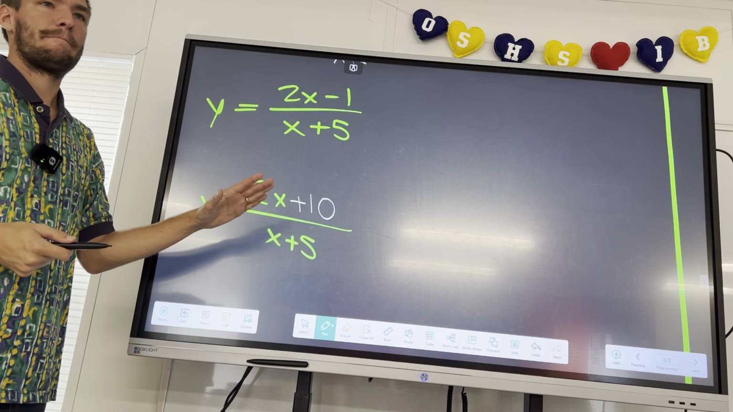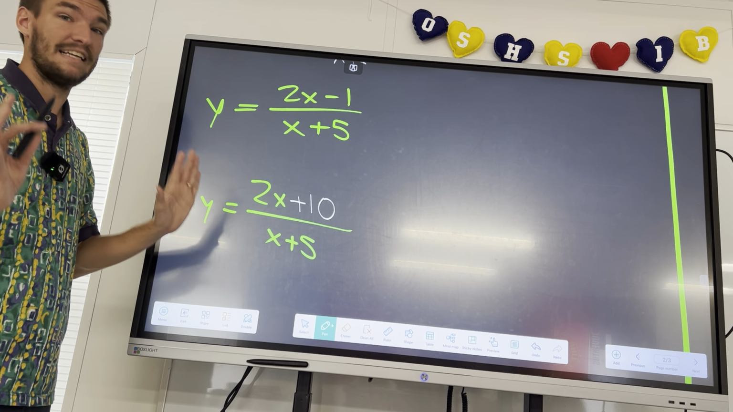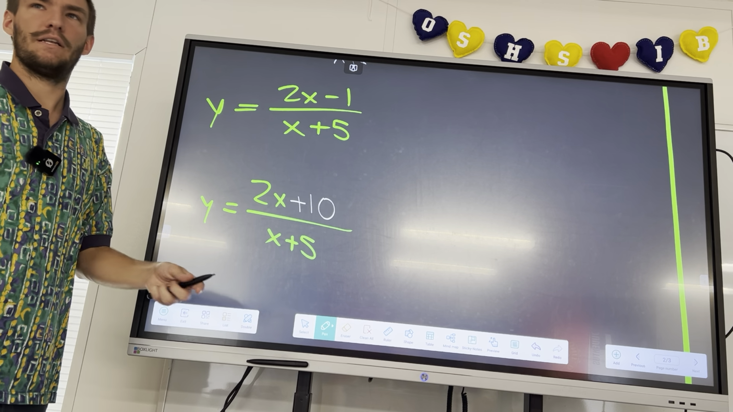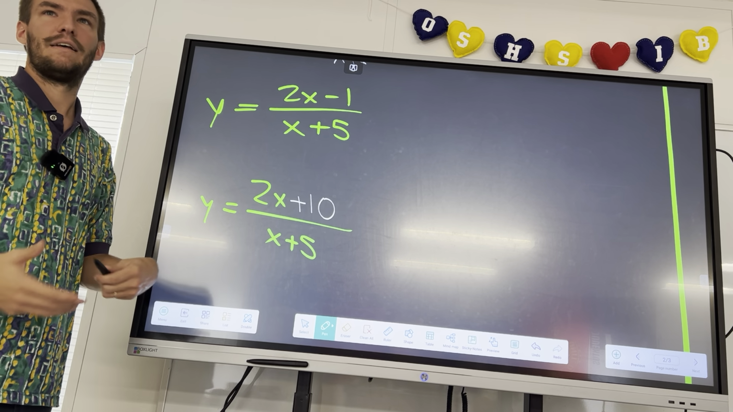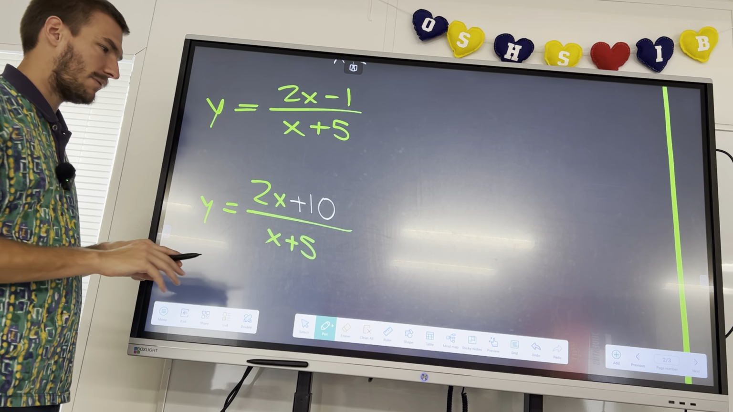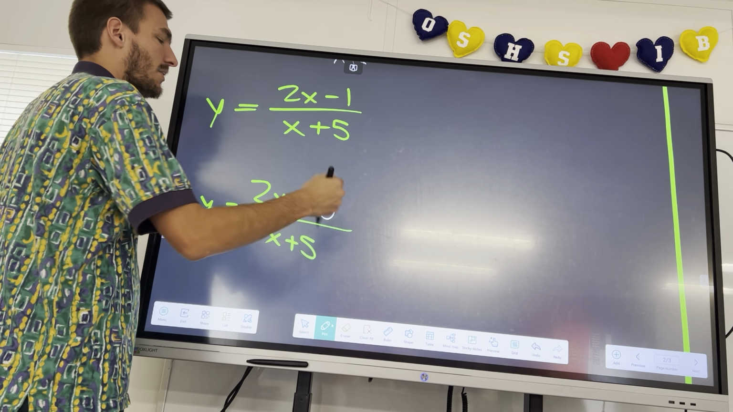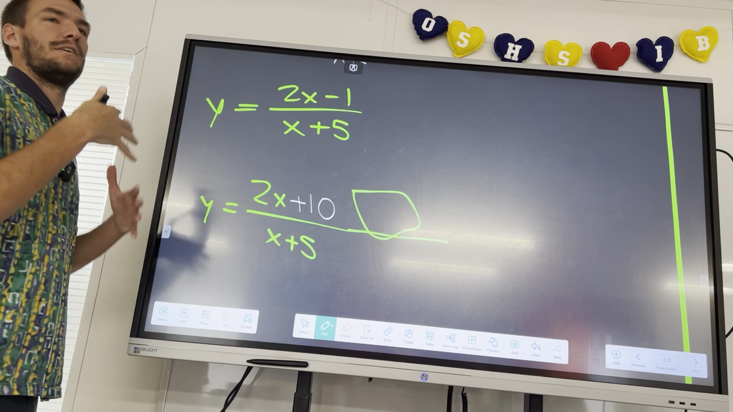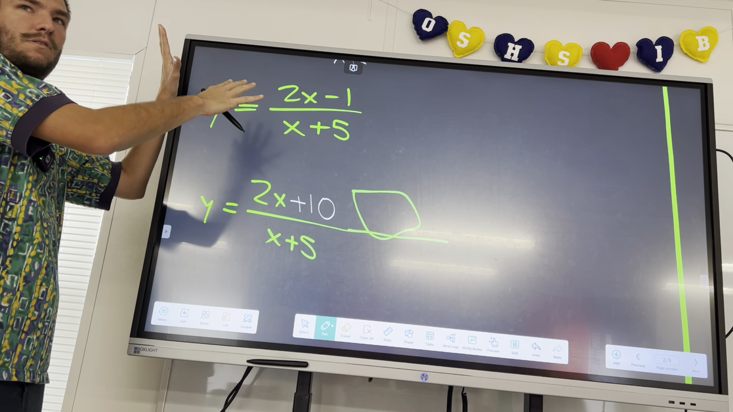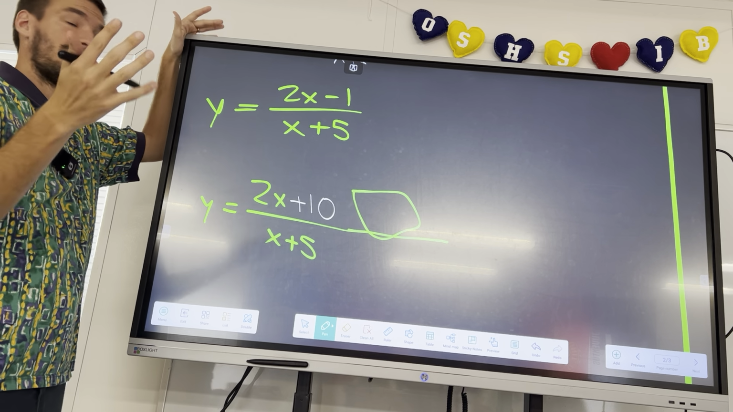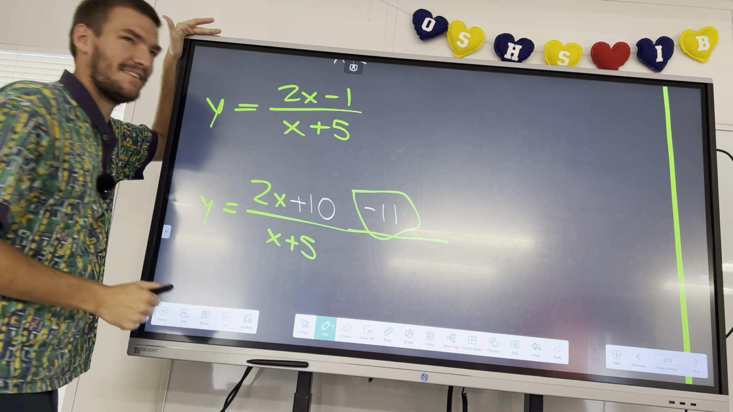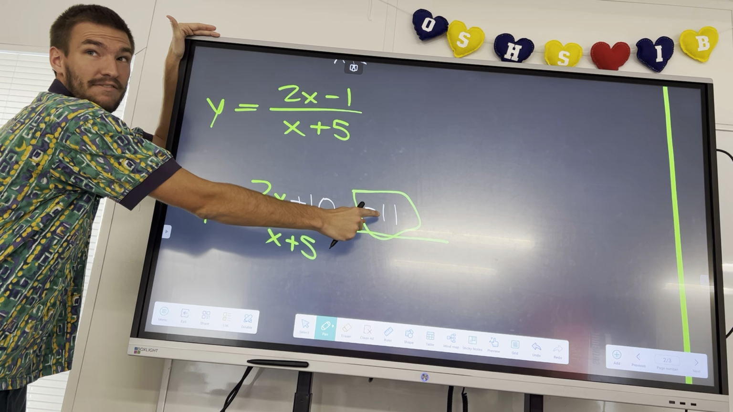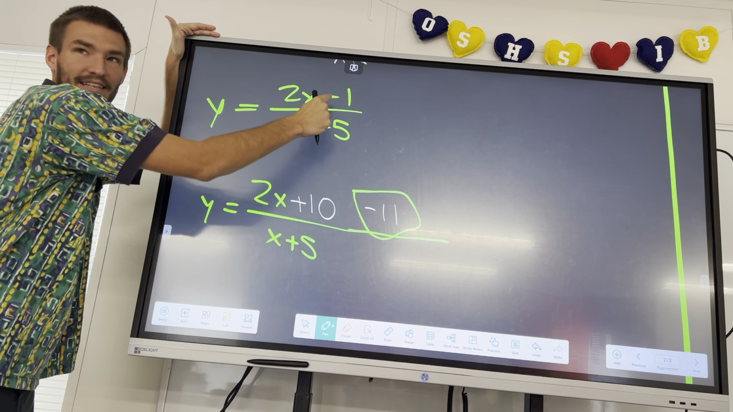Now, what we just did is illegal for now, because you cannot just take a negative 1 and transmute it into a positive 10. You're not allowed to change numbers in a math problem, so you have to be balanced. What number needs to go in this position to keep the equation what it should have been before? Minus 11. Nice job. Minus 11. What is 10 minus 11? The negative 1 that we need before.